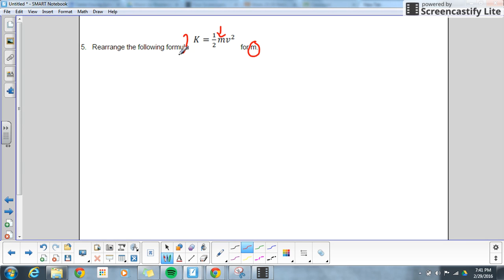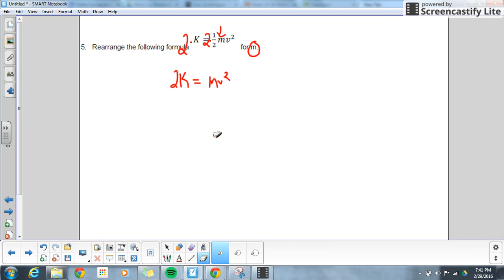So I'm going to multiply the left side by 2 and the right side by 2. Now on the left side, 2 times k just gives us 2k. Now what happens on the right side? Well, 2 times 1/2 is just 1. 1 times mv squared is just mv squared. So again, multiplying by 2 is the same thing as dividing by 1/2.